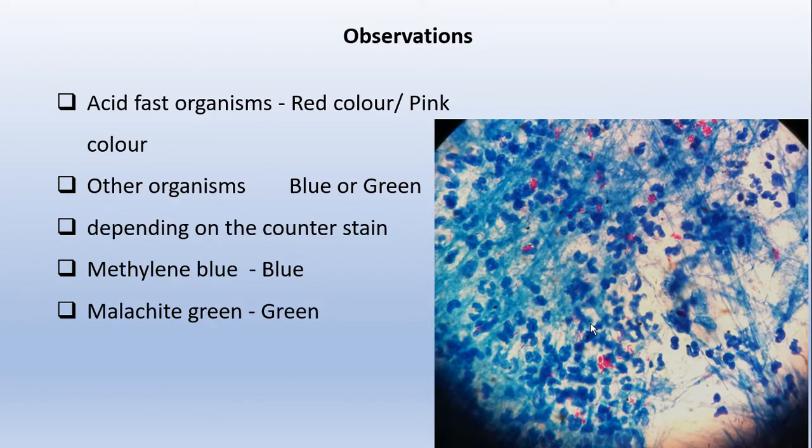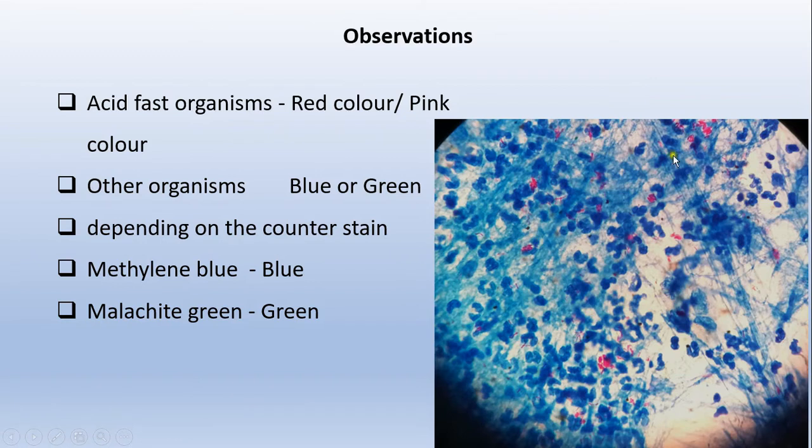When you observe the stained slides under the microscope, you can see like this. This is a picture under a light microscope. Acid-fast organisms stain in red or pink color. You can see acid-fast bacilli in this picture. The other organisms may stain in blue or green color, depending on the counterstain you used.